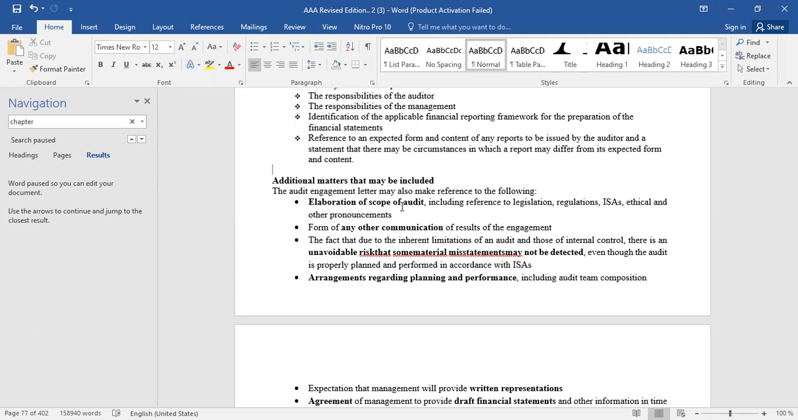The next one, the form of any other communication as a result of the engagement. The form of communication, the nature and content, the form and content of report, the scope of audit. I hope you are writing those ones.